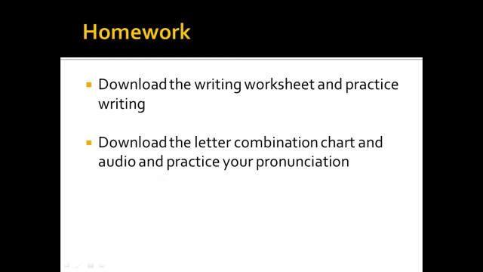Okay, so let's look at our homework. Please download the writing worksheet and practice writing the Kha and the Kasra Tanween. And also don't forget to download your reading and pronunciation worksheet and upload your reading of the Kha and the Kasra Tanween to the course website.